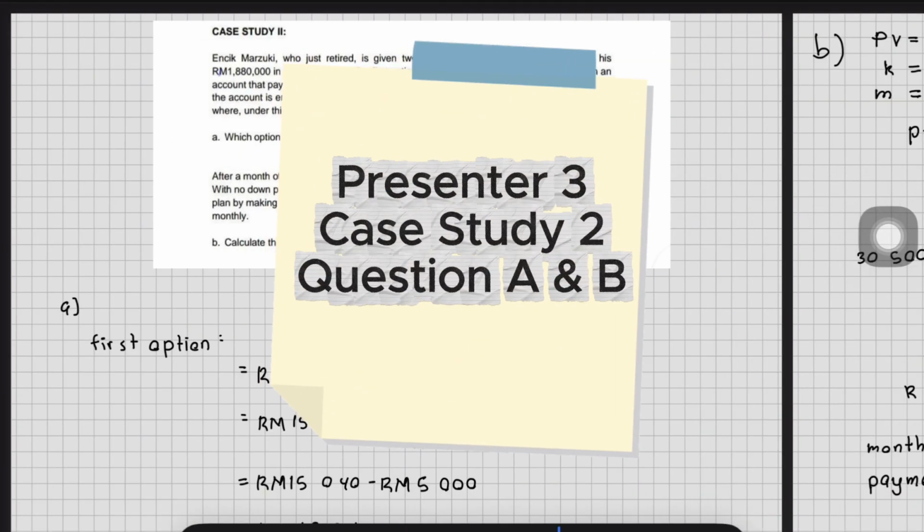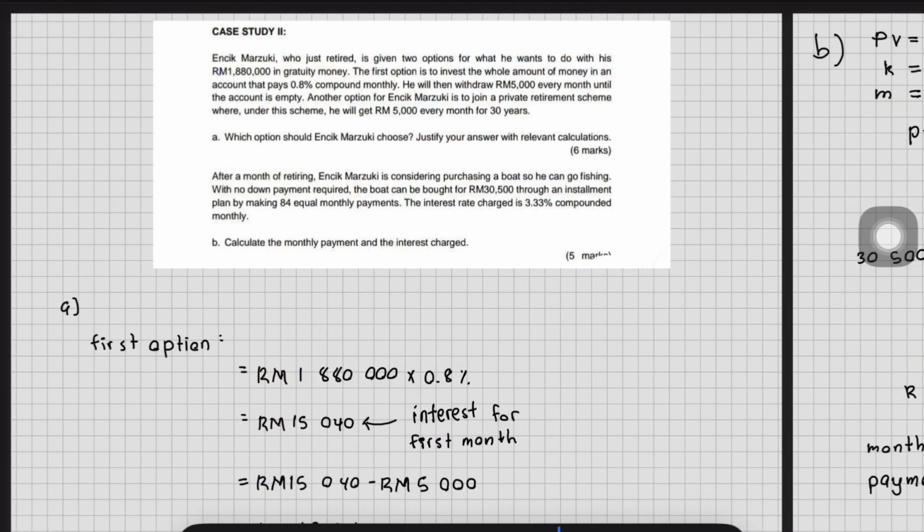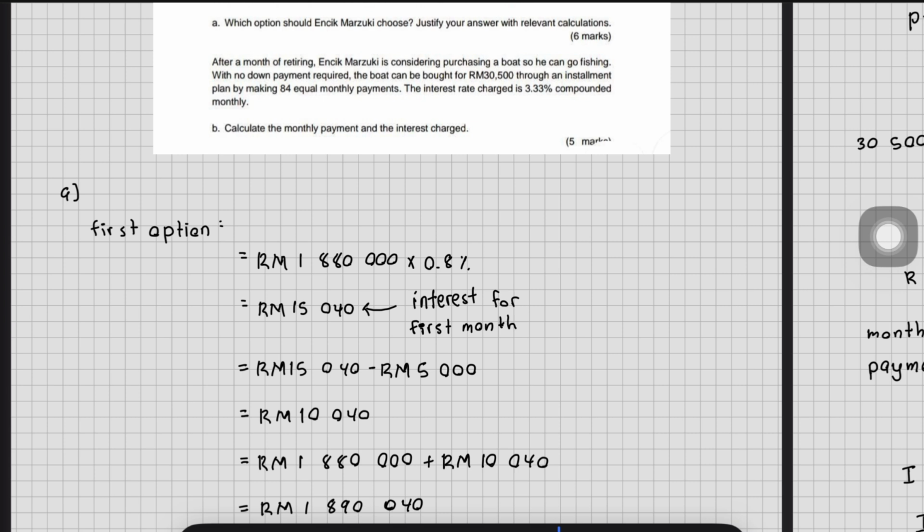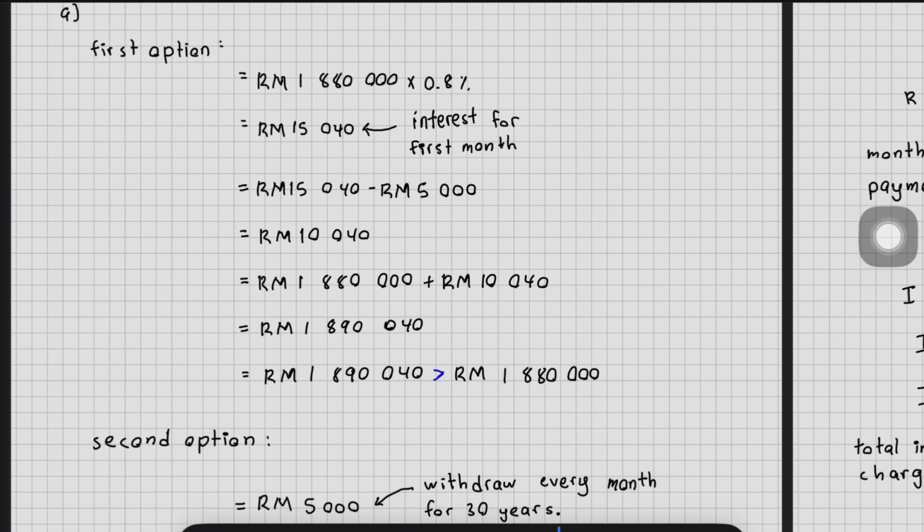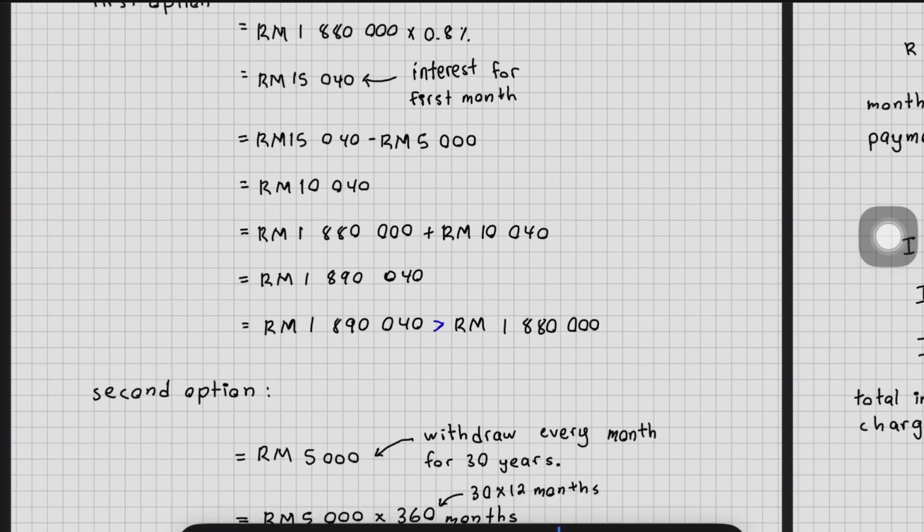For this question, I will show the better option for Encik Mazuki, who received 1,818,000 ringgit in gratuity money. For the first option, he invests the money at 0.8% interest every month and withdraws 5,000 ringgit every month. The first month's interest is 15,040 ringgit, which is higher than the withdrawal. So for the first month, the money in Encik Mazuki's account will be higher than before, which is 1,819,040 ringgit.